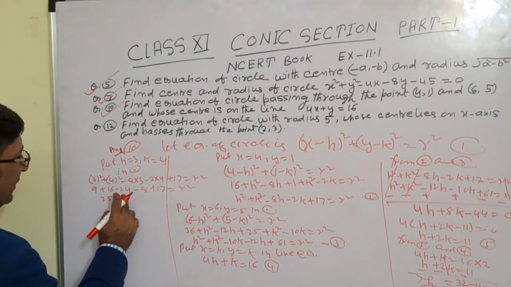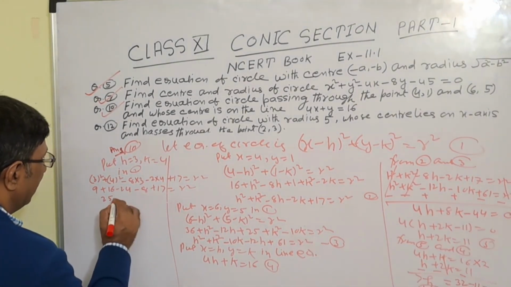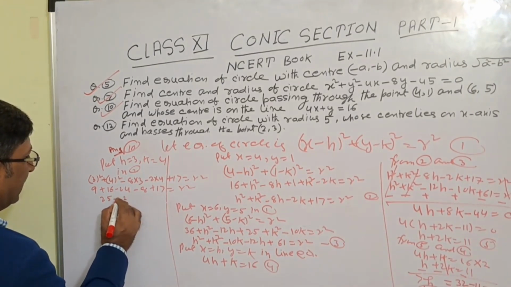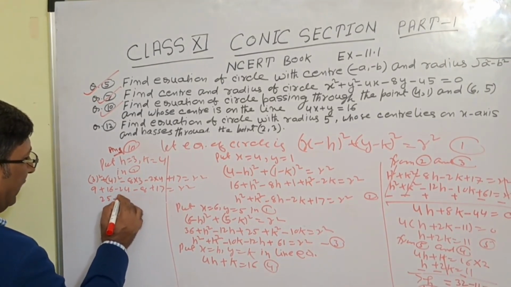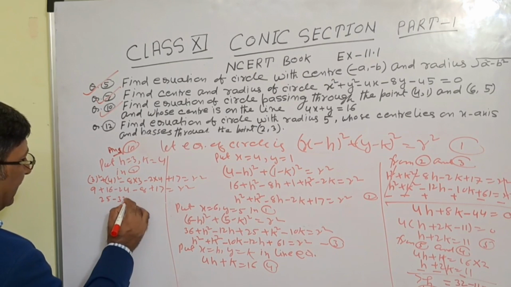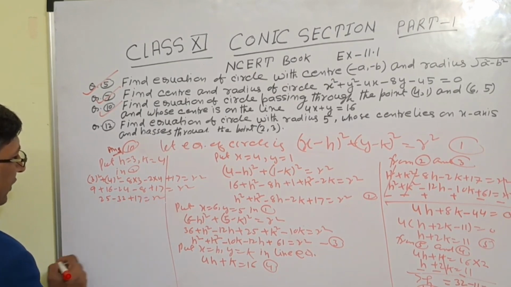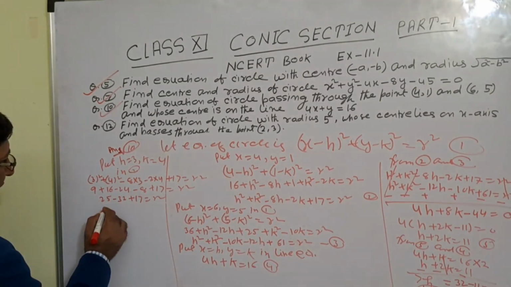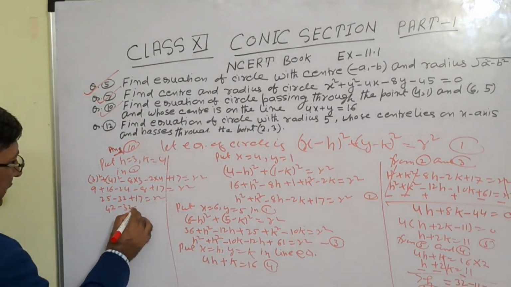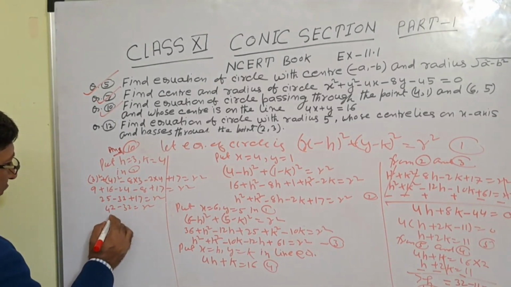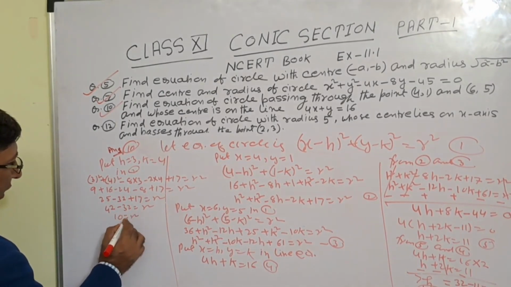And this is minus 24 minus 8. So this is how much? 8 plus 4 is 12, and this is 32. And this is how much? Plus 17 equal to r square. So 25 plus 17, that is 42, minus 32 equal to r square. So this is 10 equal to r square.